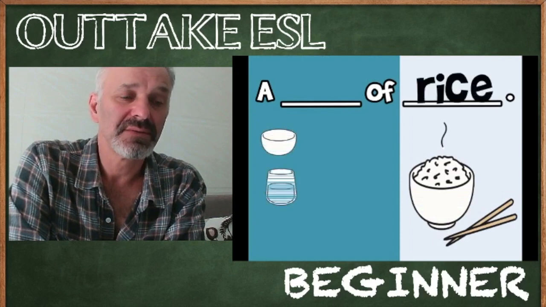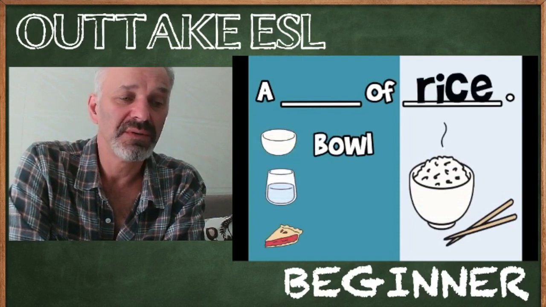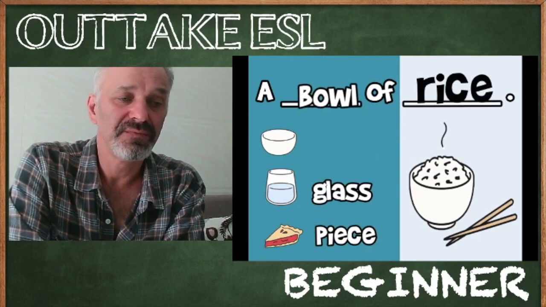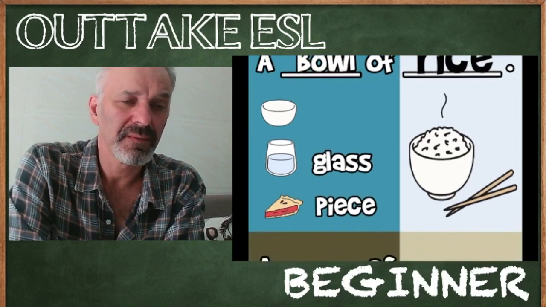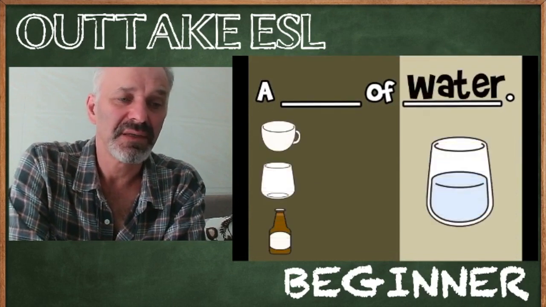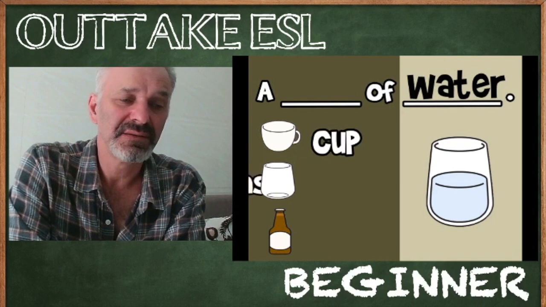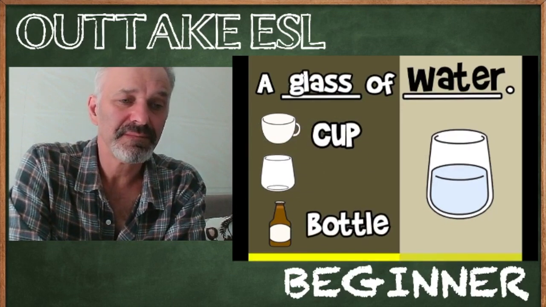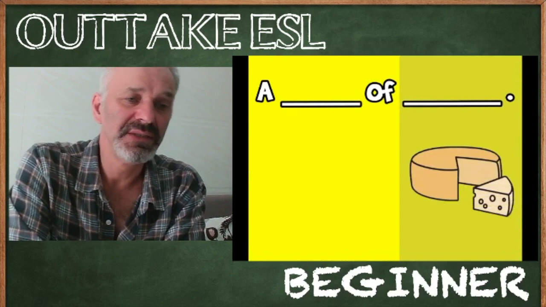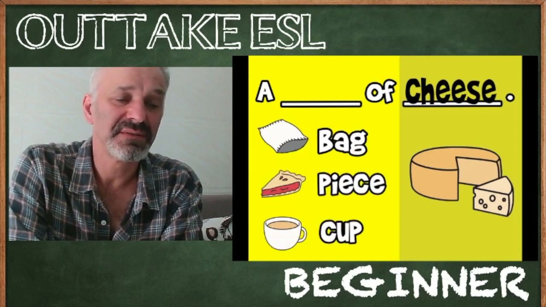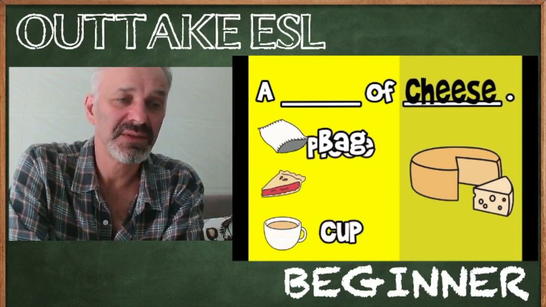Rice. What is it? Is it a bowl? Is it a glass? Is it a piece? What's this here? Water. Is it a cup? Is it a glass? Or is it a bottle? What's this here? Cheese. Right. Is it a bag of cheese? Is it a piece of cheese or a cup of cheese? Piece of cheese.